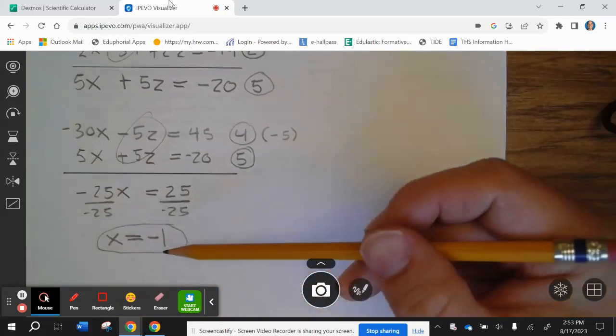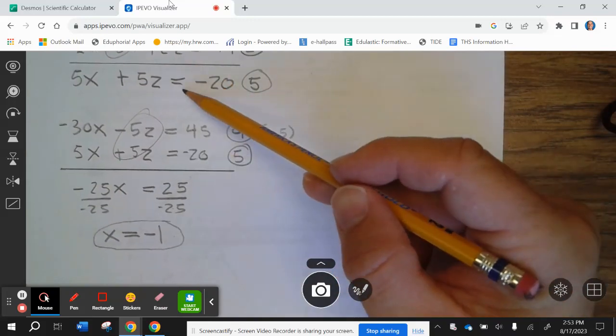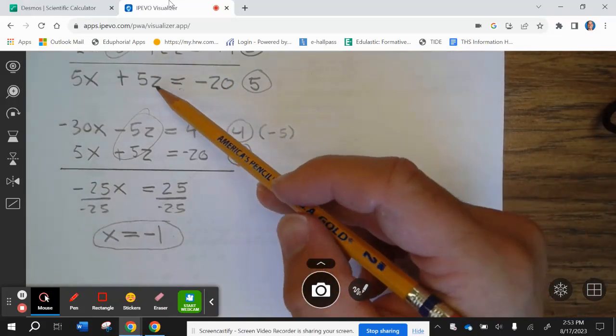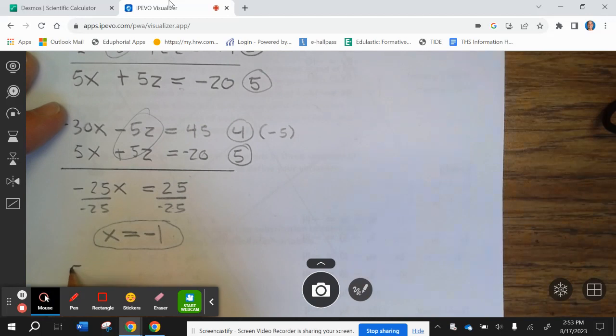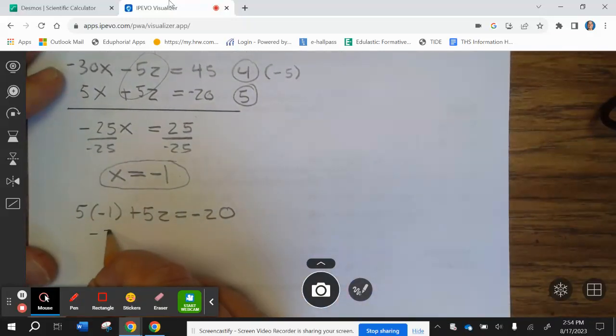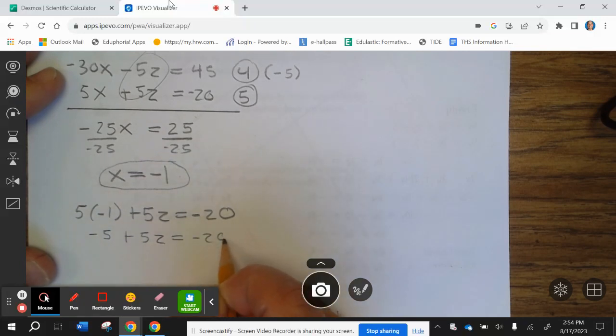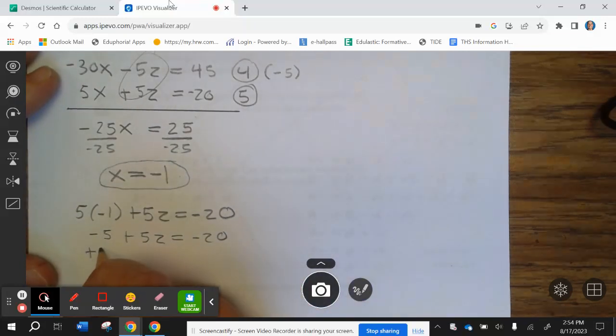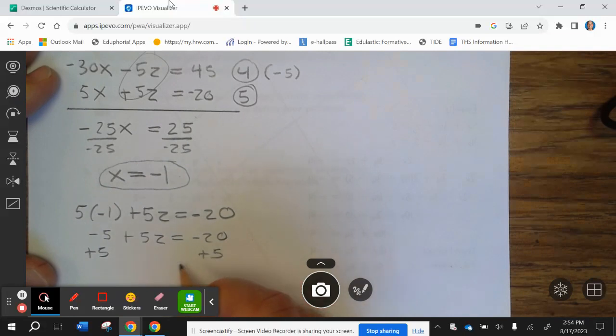Now, I can plug this back into equation 5 to solve for z. So I have 5 times negative 1 plus 5z equals negative 20. Well, that's negative 5 plus 5z equals negative 20. Add 5 to both sides. 5z equals negative 15. So z equals negative 3.